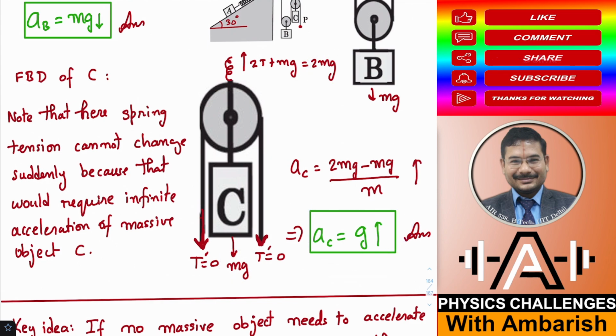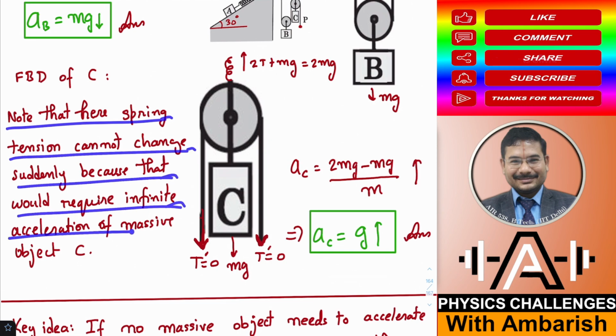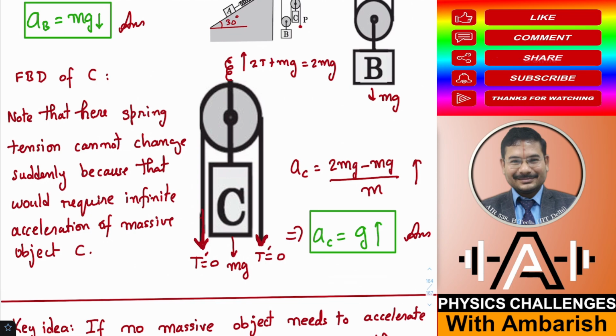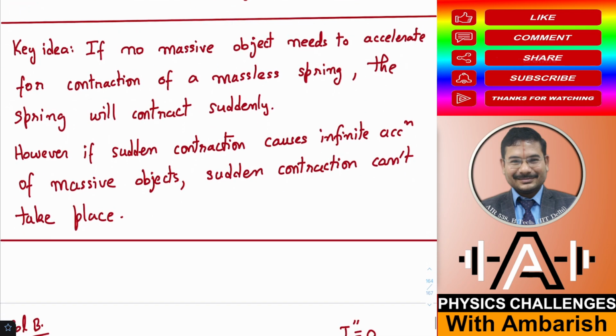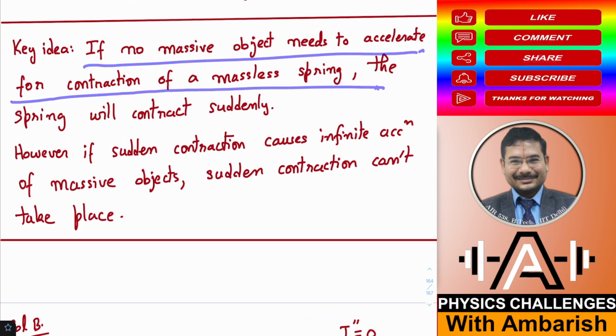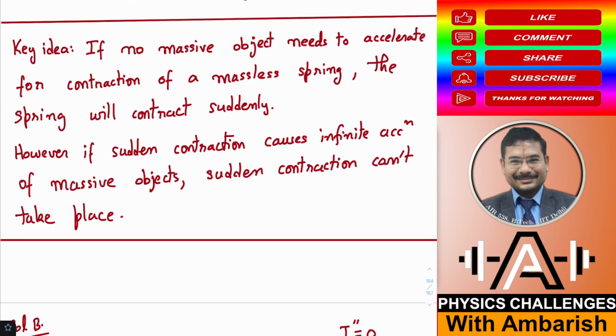Okay, so what I have written, note that here the spring tension cannot change suddenly because that would require infinite acceleration of the massive object C, as I explained just now. So this spring is not going to contract all of a sudden. So what's the key idea here? If no massive object needs to accelerate for the contraction of a massless spring, the spring will contract suddenly. However, if the sudden contraction causes infinite acceleration of massive objects, sudden contraction cannot take place. Sudden contraction means immediate, happening in negligible time. Those kinds of contractions will not happen.